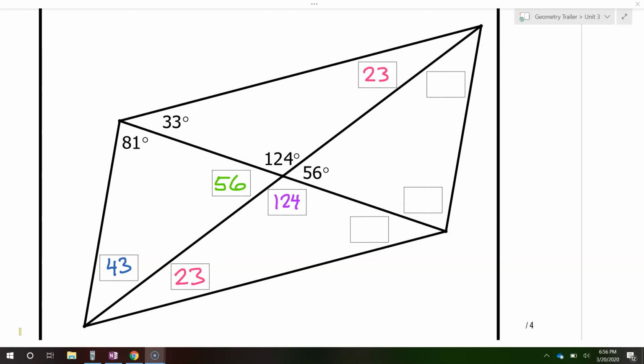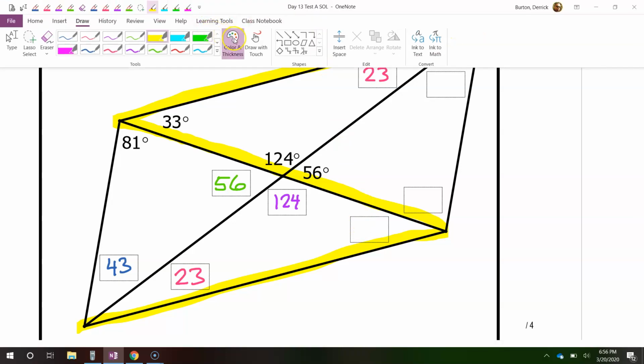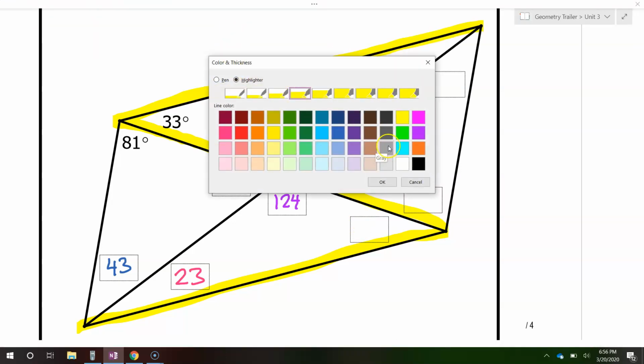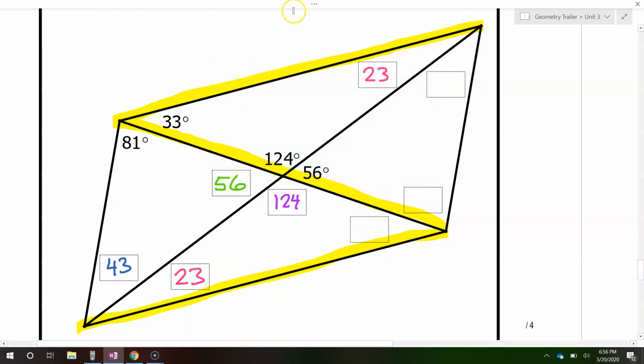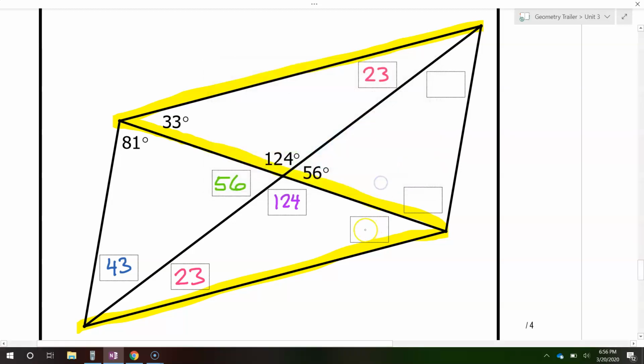All right, let's find another Z. For example, see the 33 in the corner? I could make a Z around that. So boom, that puts the 33 in the corner. So if I complete the Z, you can see that the other corner is right here. So I'm going to have another 33 right there. Whoops, that is a highlighter pen. So this should be 33.